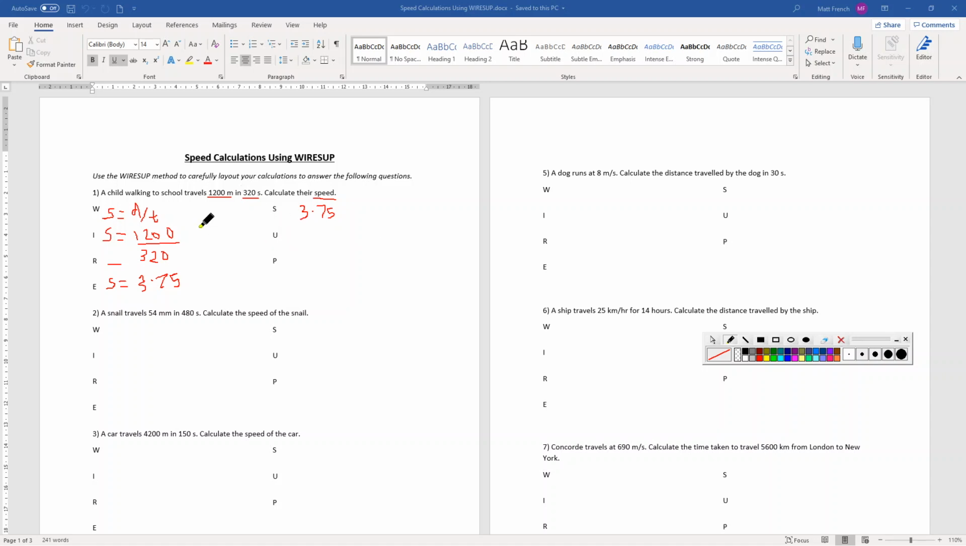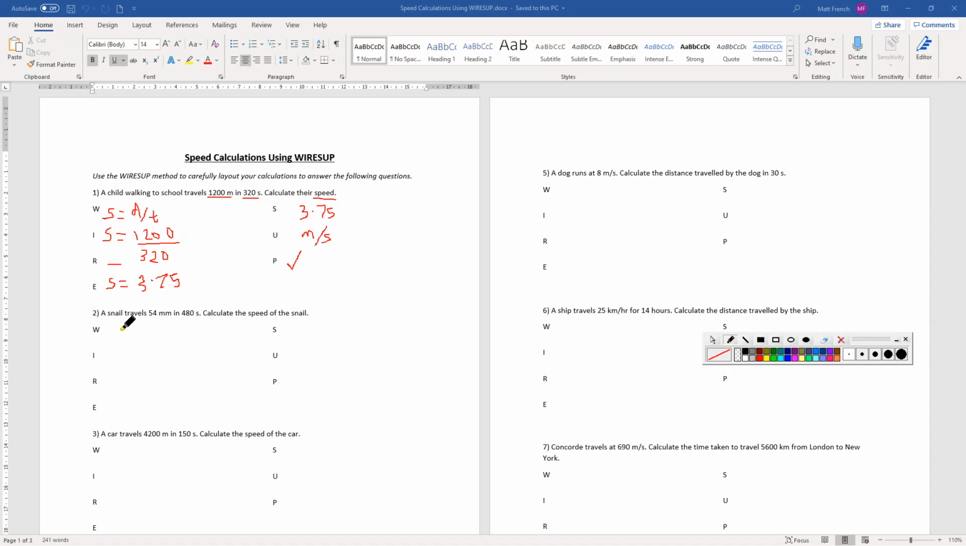U is the unit. We divided our distance in meters by time in seconds, so our unit is going to be meters per second. P, is it plausible? Is it possible that you covered 3.75 meters per second? I think that would probably be a pretty quick walk, probably bordering on running, really, but it's plausible. So we're happy with that. Let's have a look at question 2 then.